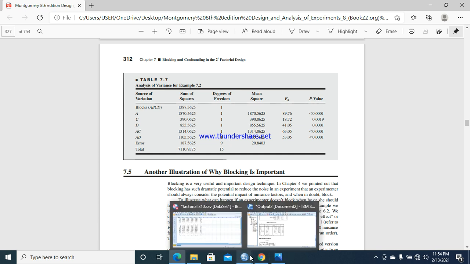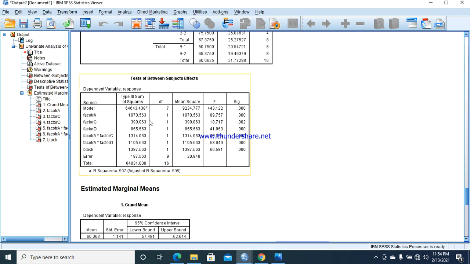I will explain the ANOVA table: there is a significant effect of factor A, a significant effect of factor C, a significant effect of D, a significant effect of interaction AC, and a significant effect of AD, because these values are less than 0.05, so all are significant.